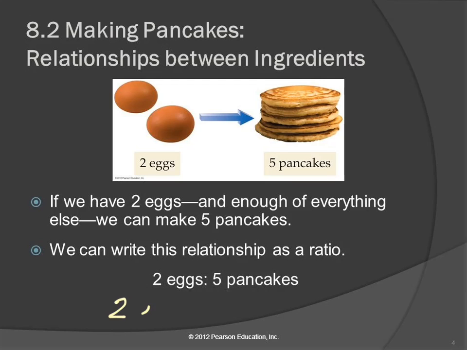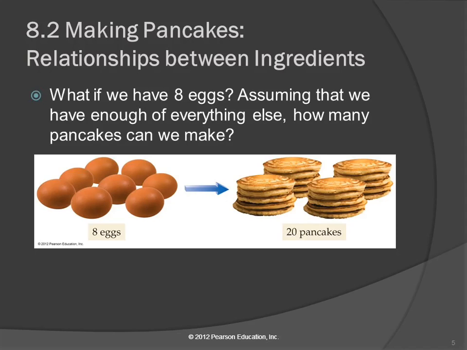We could also say 2 eggs equals 5 pancakes. Now, does that mean that 2 eggs are the same as 5 pancakes? No, it means in this process, having 2 eggs means we can make 5 pancakes. And so in that sense, they're equals. So that kind of looks like a conversion factor, doesn't it? Dimensional analysis coming back right now.